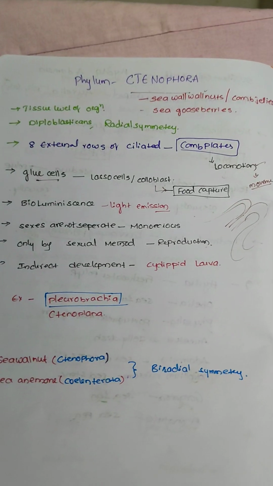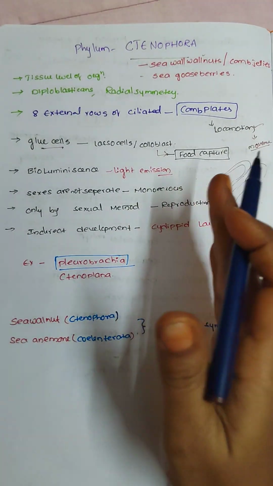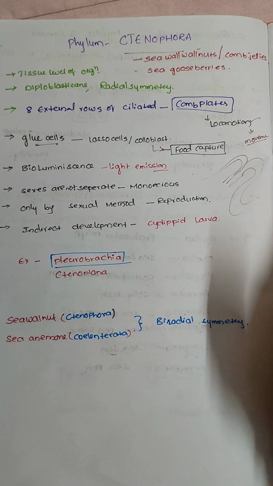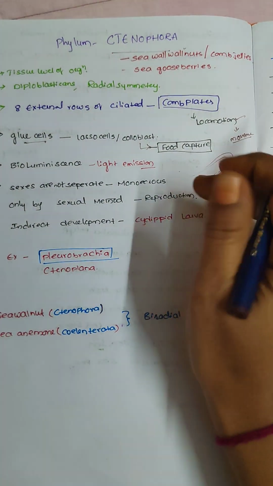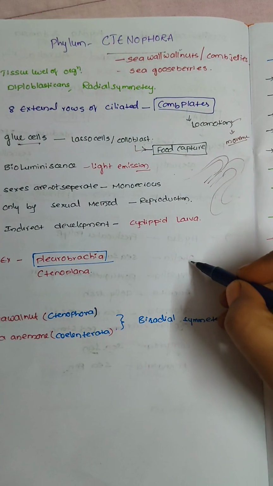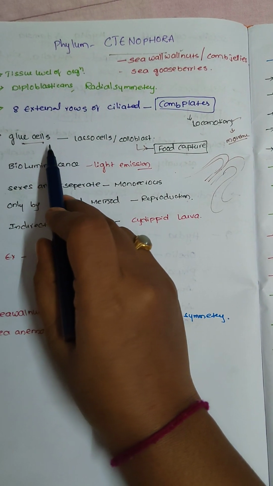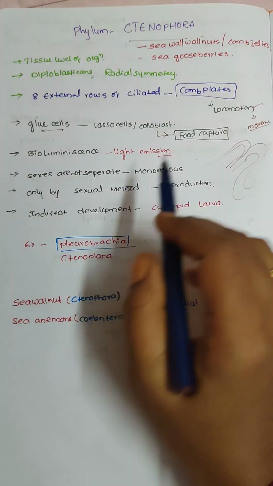Even in Mollusca we have a radula for capturing food. So we have to link up the topics, and that is also important for MCQs. They may ask the cells on one side and the phylum name on the other side. For example, glue cells, Ctenophora; radula, Mollusca, likewise.